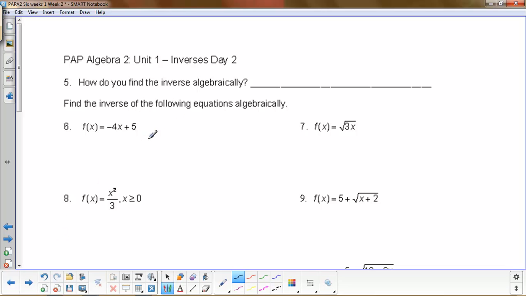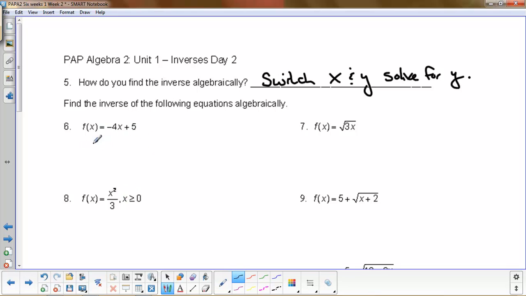Alright, how do we find the inverses algebraically? That is, switch x and y and solve for y. Alright. Some of these are pretty simple and pretty straightforward. Others need a little bit further explanation.